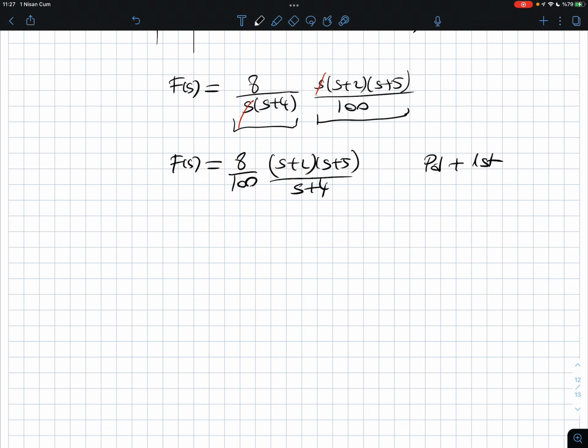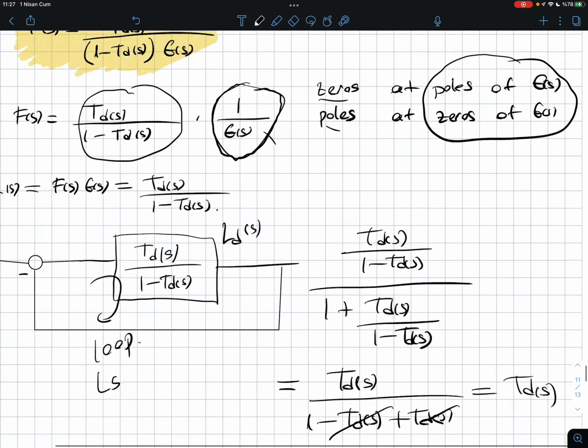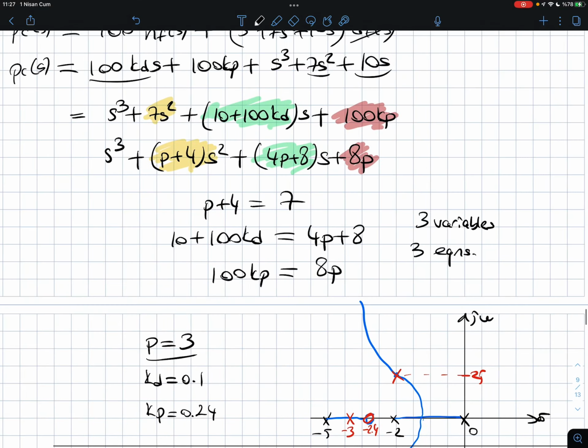You can think of this as a PD plus a first order controller. That's basically it, because one of these is the PD part and then this will be the first order part, and that's basically it. So this is the model matching controller.